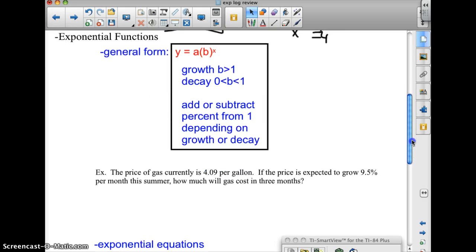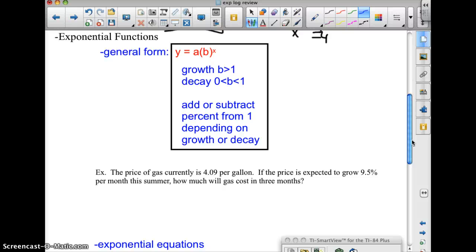All right, exponential functions. Y equals AB raised to the x. B greater than 1 is a growth, and decay is between 0 and 1. All right, so for like a decimal or a fraction, it's going to be decaying. If I add or subtract percent from 1, depending on growth or decay.